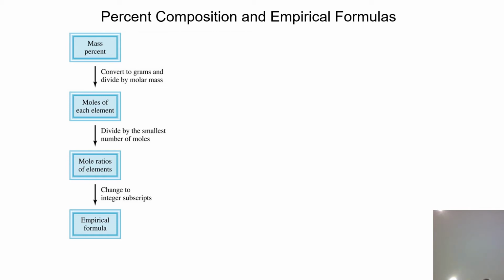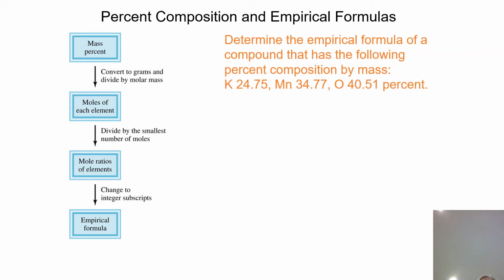the mass percent from a mass analysis, and we can convert that to grams and divide by molar mass to determine the number of moles of each type of element in that compound. We then divide by the smallest number of moles to come up with a mole ratio between those elements. And then, if need be, we change to integer subscripts to get that empirical formula. And we're going to walk through an example of that, and then we'll do some problems on our own.